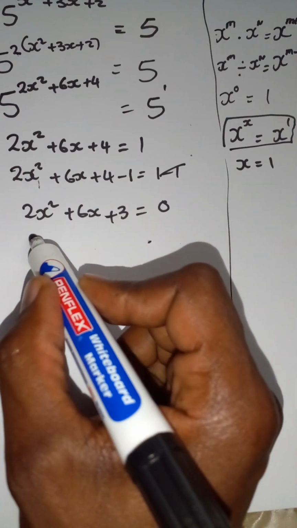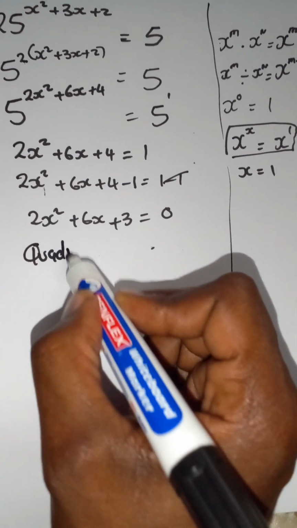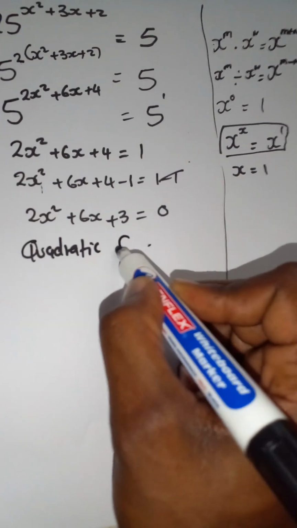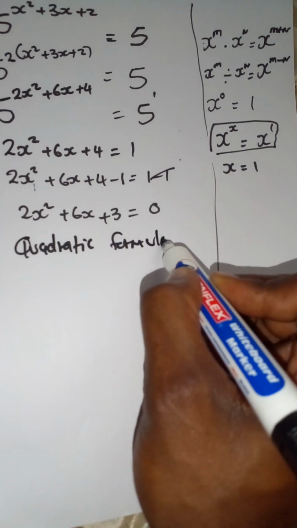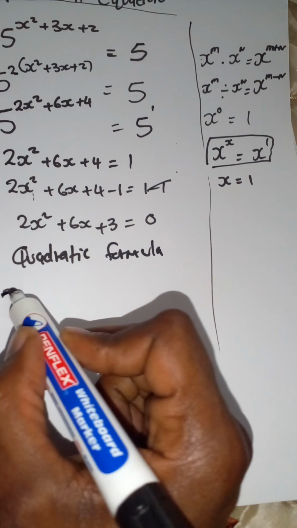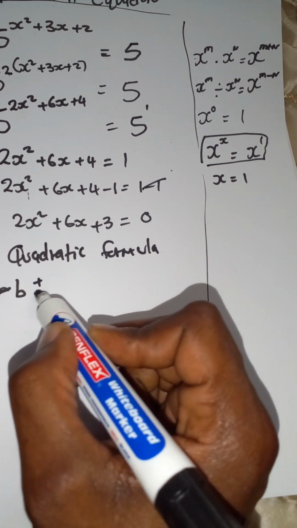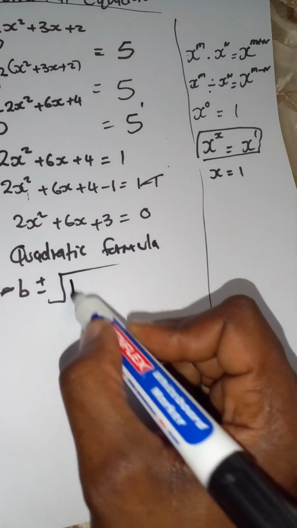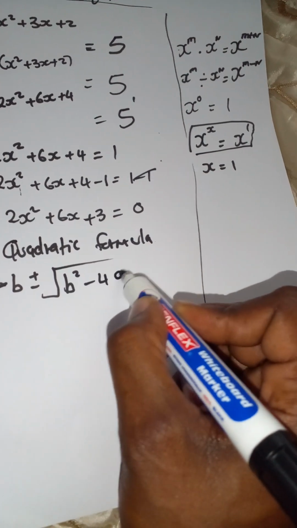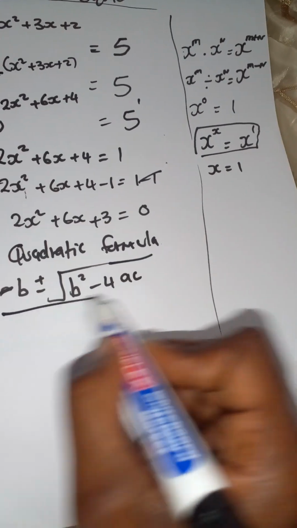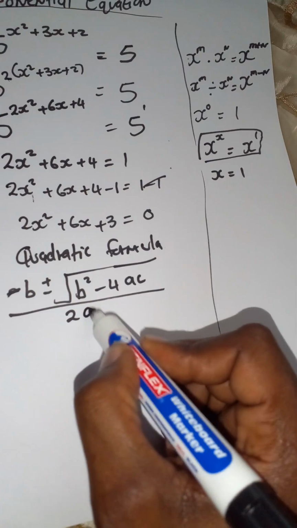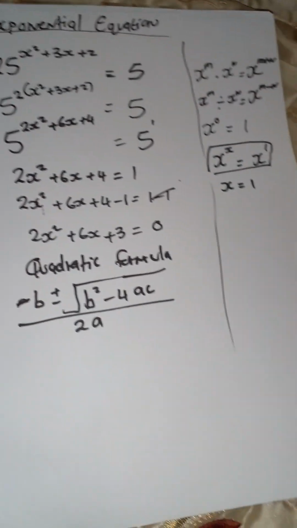The quadratic formula indicates that x equals the negative of b, plus or minus the square root of b squared minus 4ac, all over 2a.